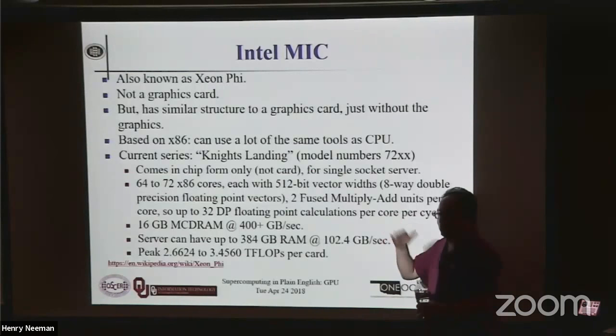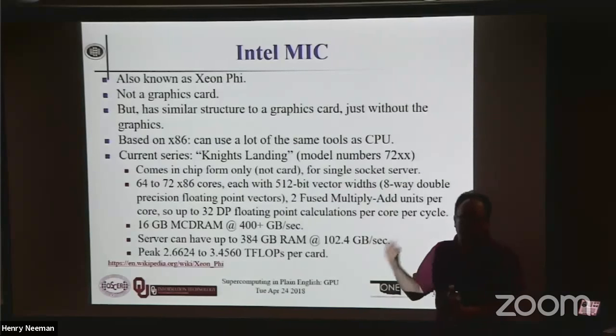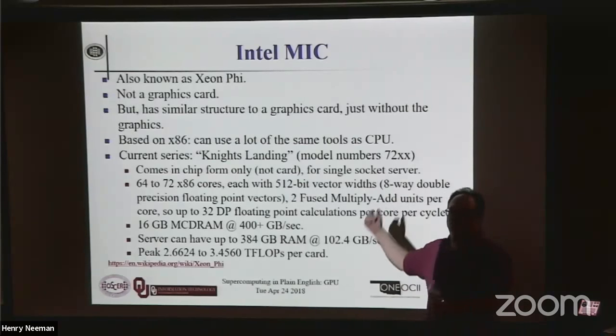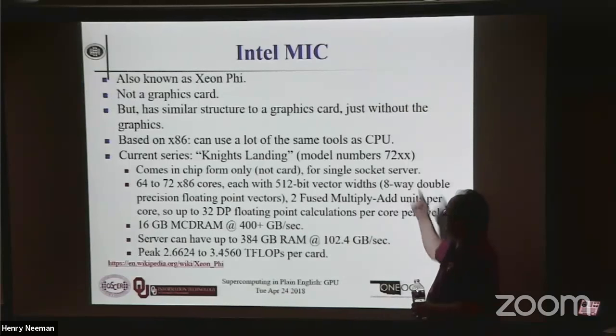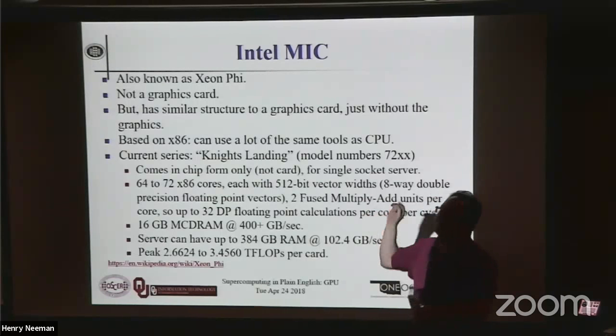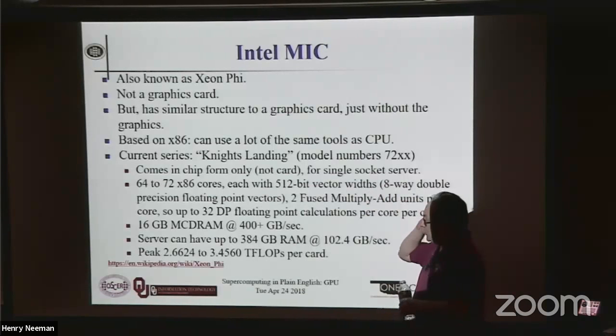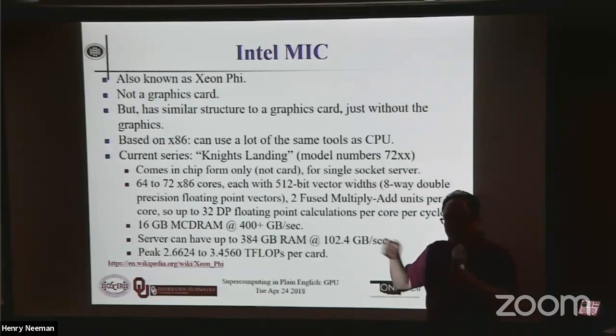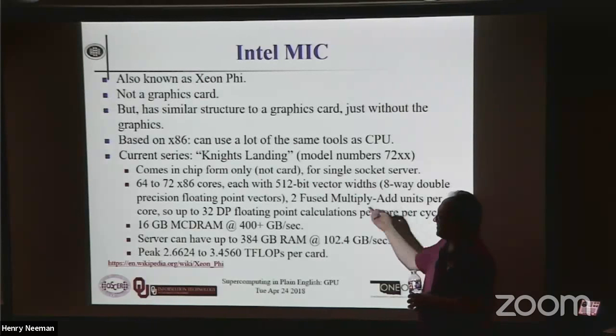So it's a lower end chip because then it's going to draw less power, but then they souped it up. They added some more features to that chip family to make it more number crunching. Okay? So they're currently on the 7200 series called Knight's Landing. Its predecessor, Knight's Corner, came in only a card version. Knight's Landing currently only comes in a chip version, so you actually have to buy a server with that chip in it, and that's a single socket server, so you only put one of them in the box.